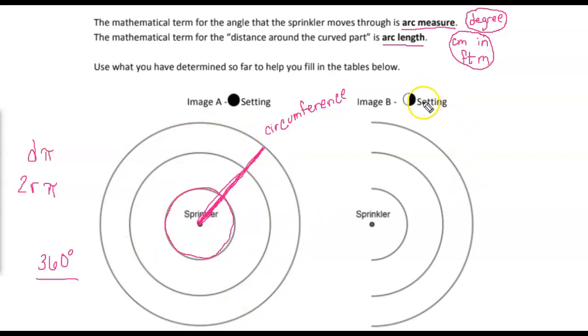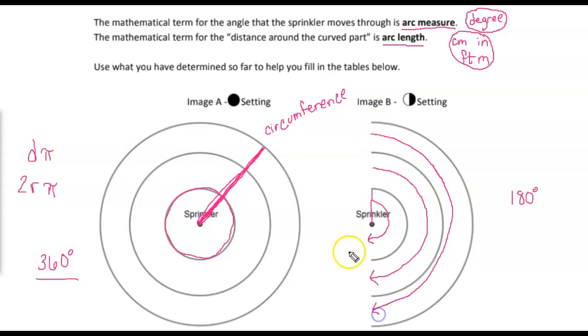If we look at the half setting, we don't really have a formula to find the arc length halfway, but if we know its circumference and we know it's half of it, then we can just use our circumference formula and take half of it. Again, we're going to notice that all of the circles have a measure of 180 degrees because to go halfway around the circle is 180 degrees.